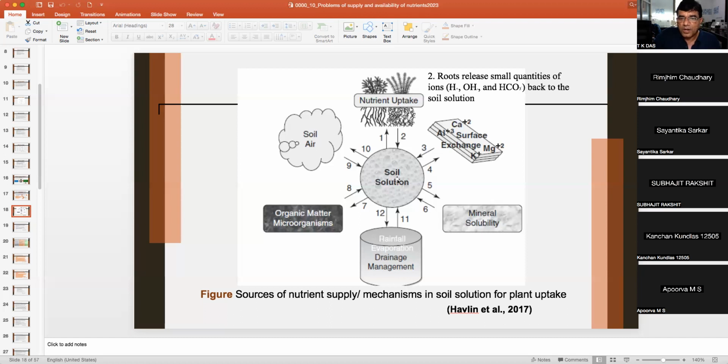You know. And see point number 11 and 12. In 11, you can see rainfall can bring some nutrients to the soil solution, but there can be leaching also, leaching of nutrients. So this picture simply explains the sources of nutrient supply and mechanisms in soil solution for plant uptake. This is very well explained in the chapter I recommended you for reading.